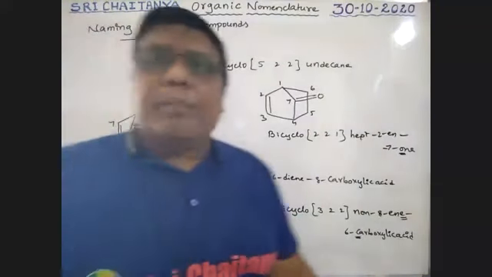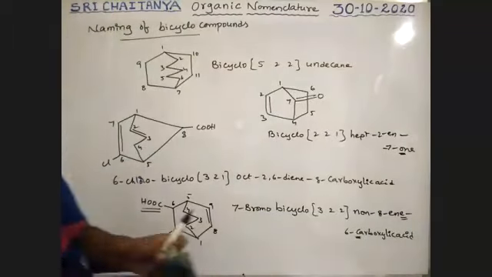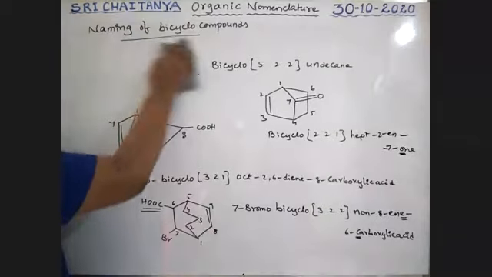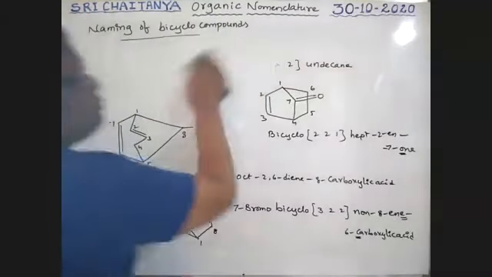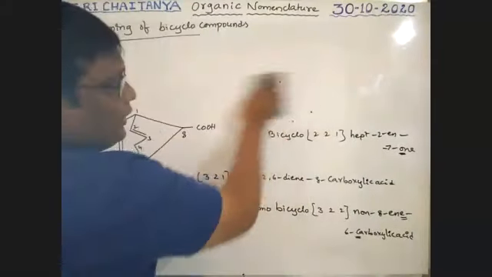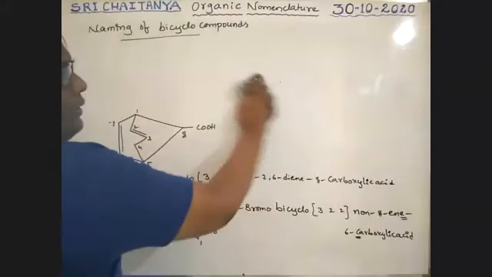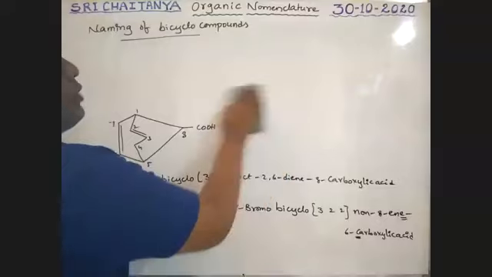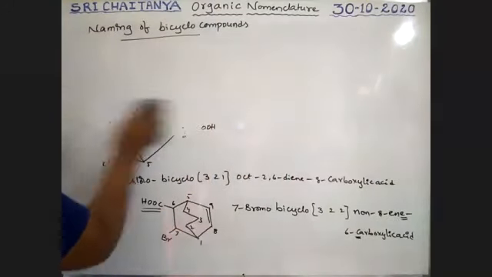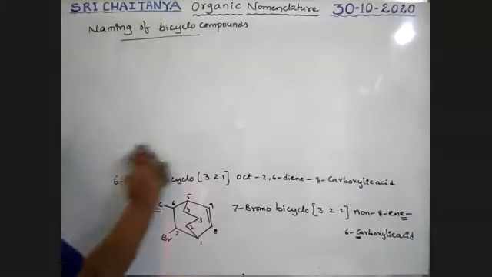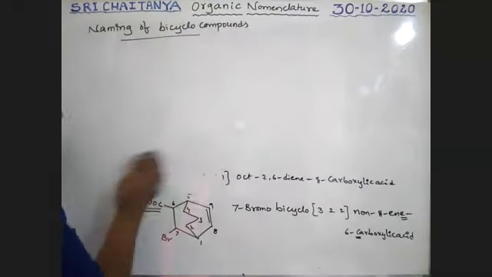Now, spiro compounds, the next class of compounds. Nomenclature of spiro compounds is exactly the reverse. In bicyclo, higher to lower is used; here lower to higher is used. So in numbering there, we go from the longer chain to the shorter chain, but here the shorter chain to the longer chain. Exactly the reverse case.